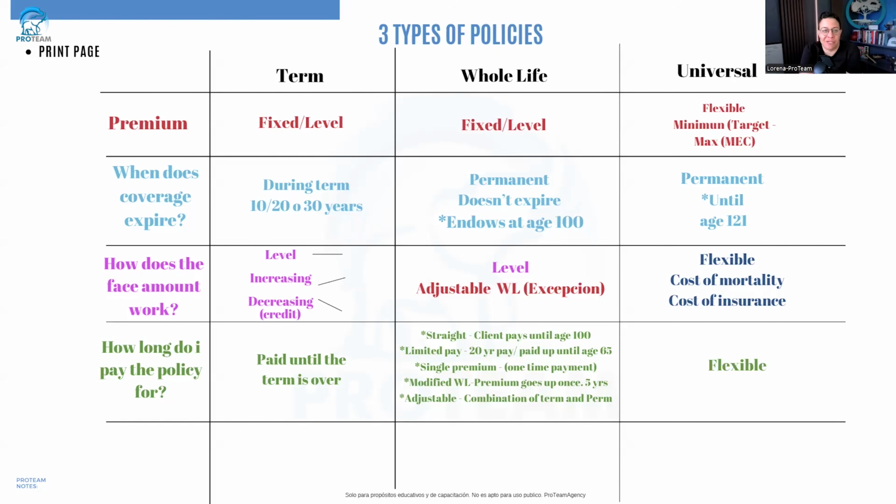Now, in the universal life policy, it's so simple, right? It's flexible. So you're like, what? How long do I pay for the policy? Who knows? It doesn't matter. You pay for as long as you want to. That's the way that universal life policies work. I don't know if you noticed the key trend here. Universal life is flexible here, flexible here, flexible here. Just kind of keep that in mind.